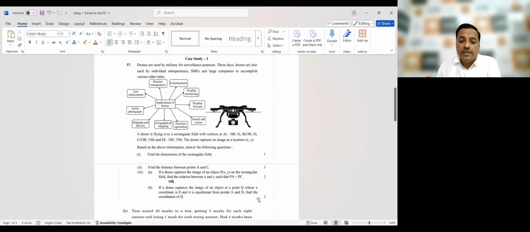Okay, again, this is a case study based question. Again, a drone is usually used by the military for surveillance purposes. These days, drones are also used by individual entrepreneurs, MSMEs, and large companies to accomplish various other tasks. ठीक है, वो ड्रोन है, खत्म हो गई बात. तो ड्रोन इज फ्लाइंग एट अ रेक्टेंगुलर फील्ड में जा रहा है ड्रोन. ओके, सो वी हैव, आ गया रेक्टेंगल, यस.